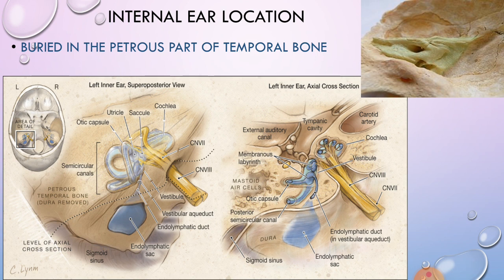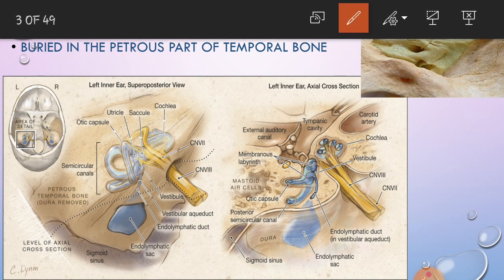Now, first of all, we're going to discuss the location of the internal ear. As you can see in this diagram, the internal ear is buried deep in the petrous part of the temporal bone. In this diagram, we've shown you the petrous temporal bone, and here you can see an enlarged version of that part.